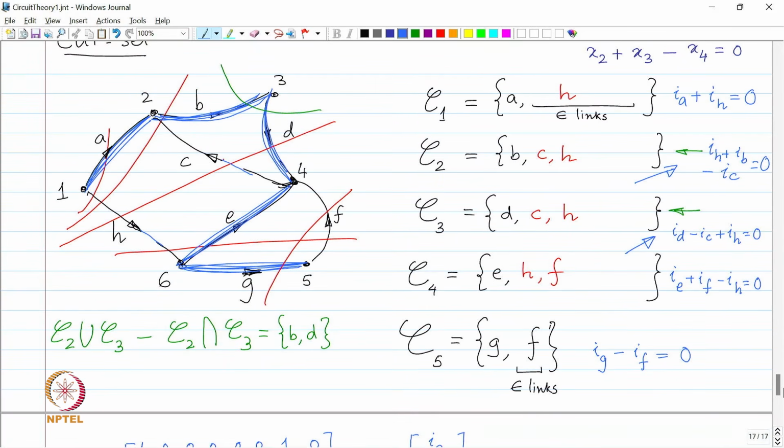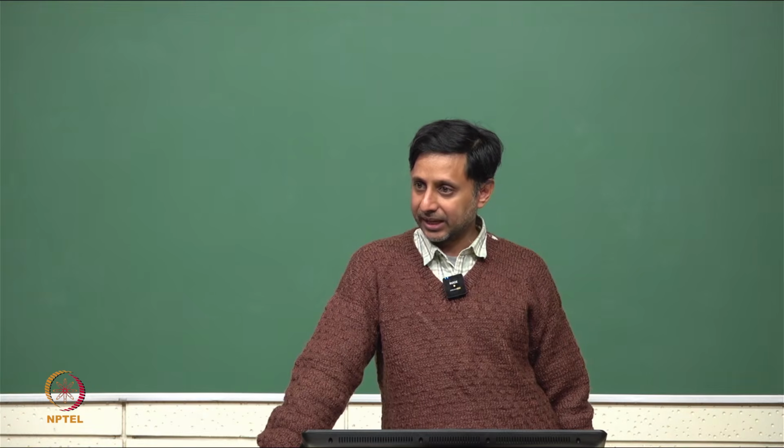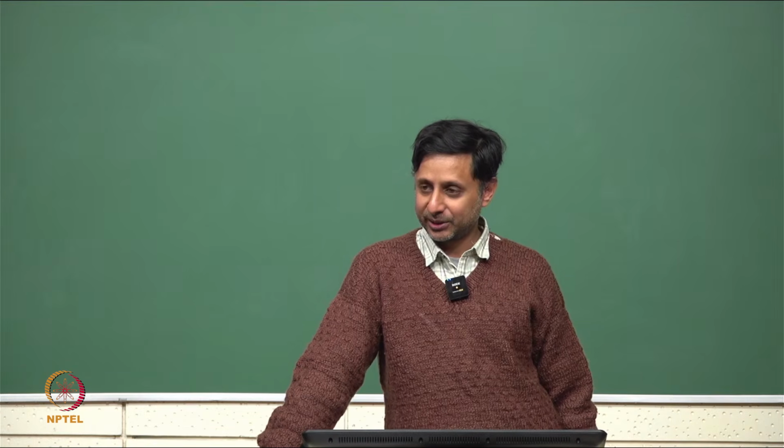When the direction is the same as the direction of the link. We started with one element of the tree. When the direction aligns with the direction of the element of the tree, then it is a plus 1. When the direction is opposite, it is a minus 1, and when it is not a member of the cut set, it is not related to that element of the tree, then it is a 0. That is the logic. The logic is important over here.